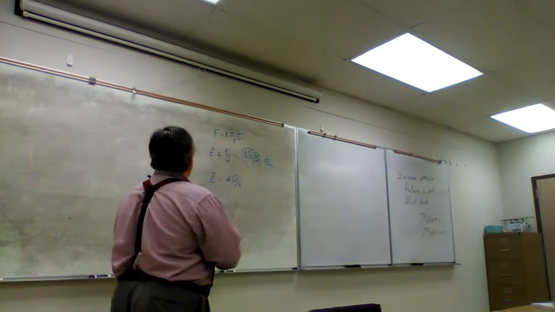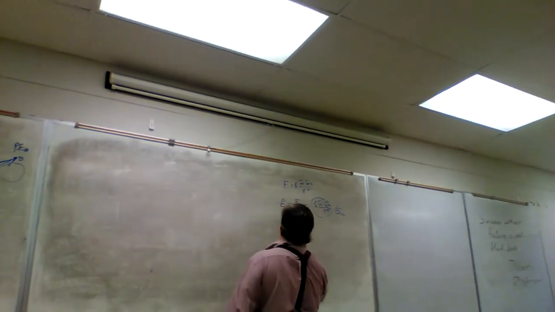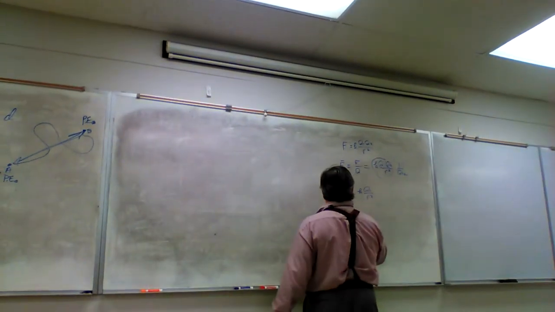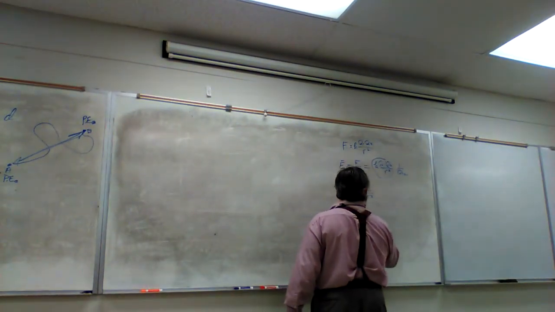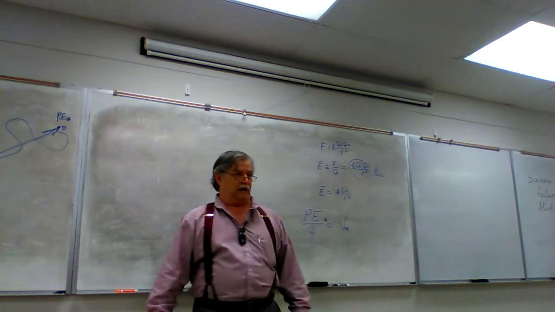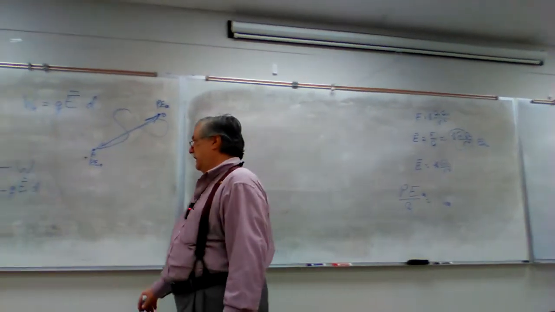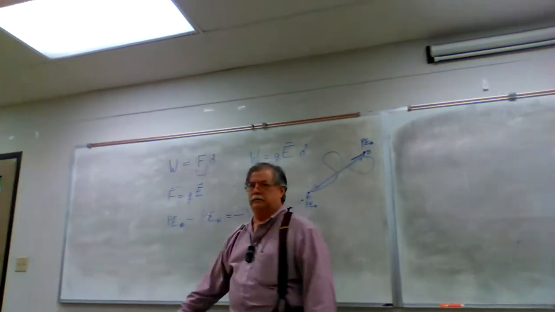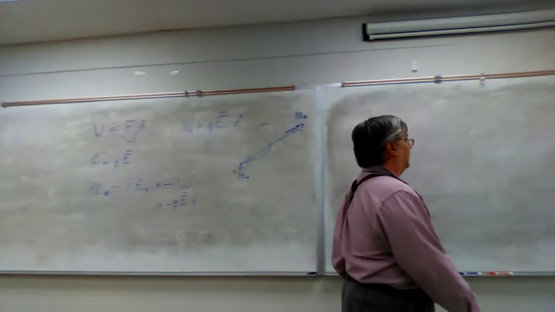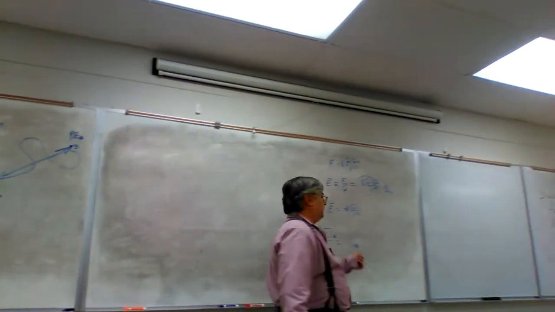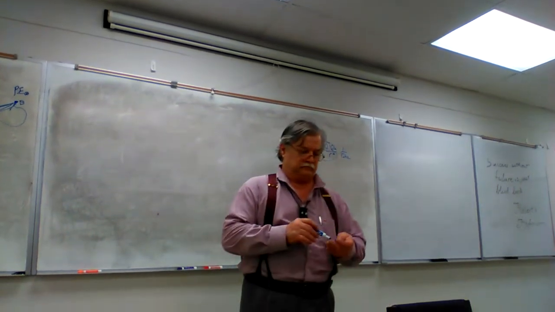Or, in particular, in relation to the drawing over there, PEA divided by Q would be the voltage at A. So the potential energy at A divided per unit charge is the voltage at A.